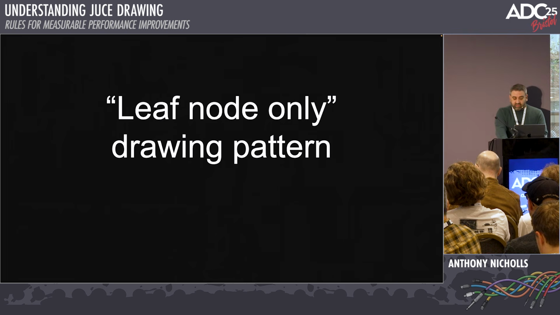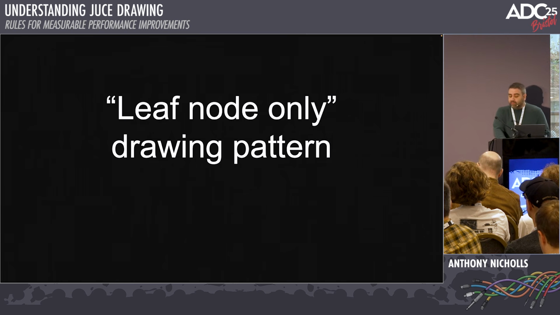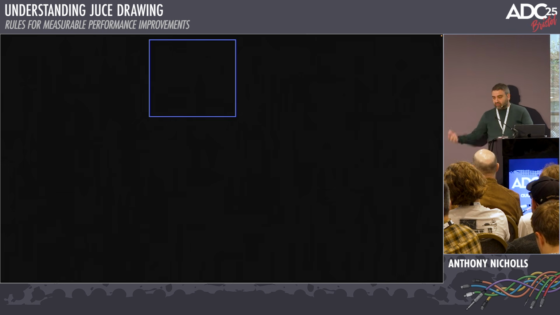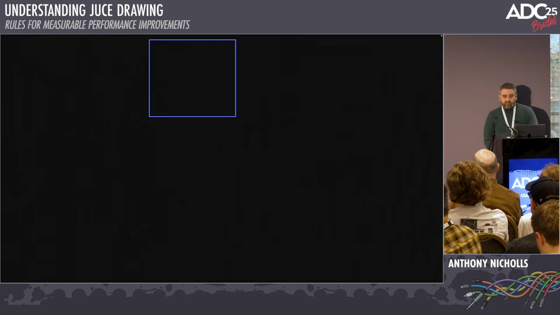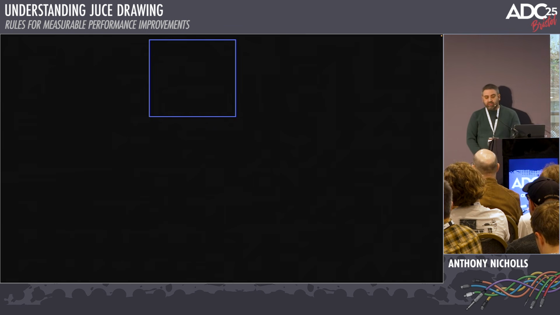So the technique I tend to recommend is something I call the leaf node only drawing pattern. Maybe someone has a better name for me. It's maybe not the most catchy name, but it hopefully gets the point across. The idea is that you have really just two types of components: components that do drawing, and components that have children. So you'd make a component that wouldn't implement a paint function, and wouldn't implement paintOverChildren.